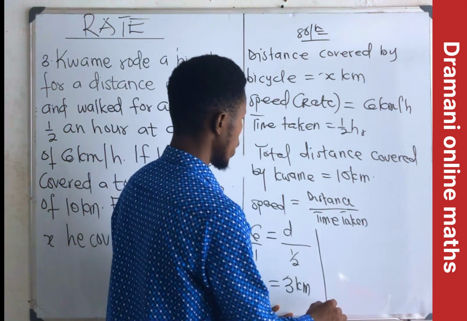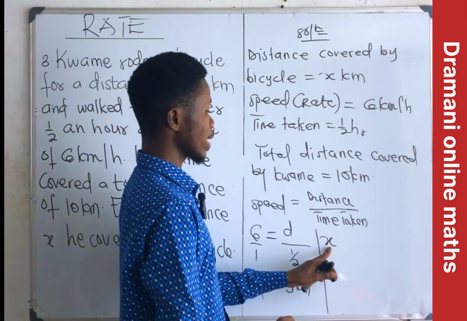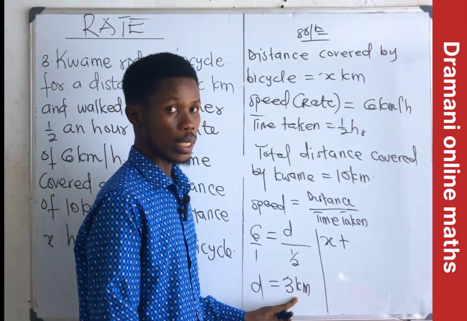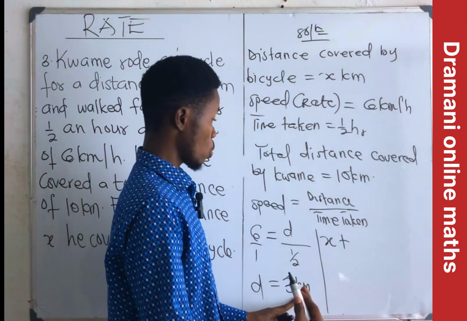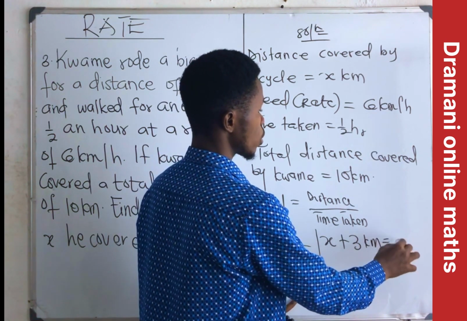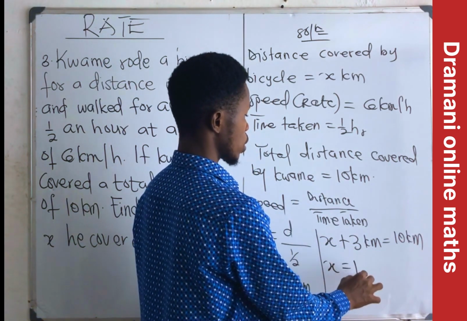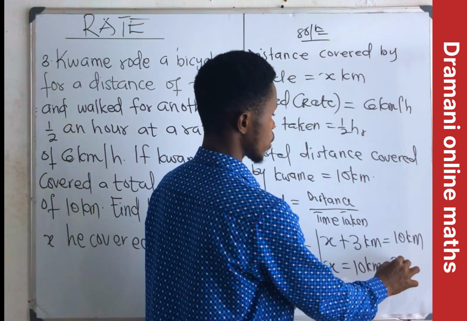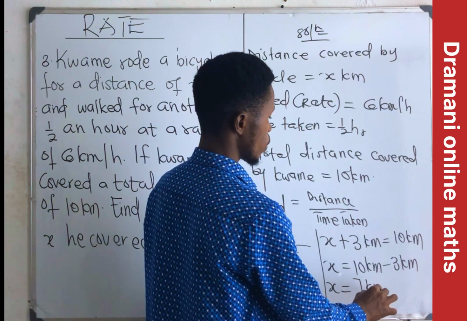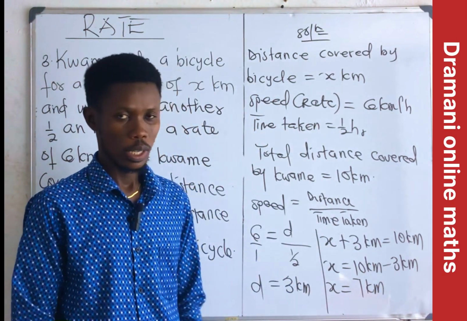So we know that the total distance given was what? 10. What it means is that if I take the x, that's the distance covered with a bicycle, plus 3 kilometers, that's the distance covered with walking, this should give me 10 kilometers. That's the total distance. So it means that my x equals 10 kilometers minus 3 kilometers. So my x equals 7 kilometers. And this is the distance covered with what? Bicycle.